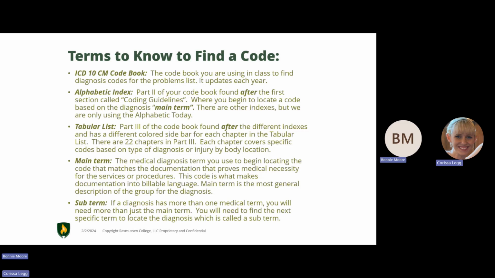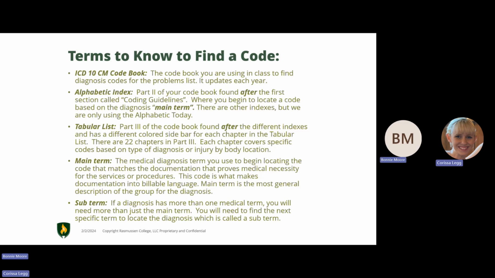There are other indexes, but we're looking at the alphabetic, or the diagnosis index, and everything is in alphabetic order. That's why it's called alphabetic. What we always start with when we're looking in the alphabetic is called the main term, and I'll talk about that in a moment.